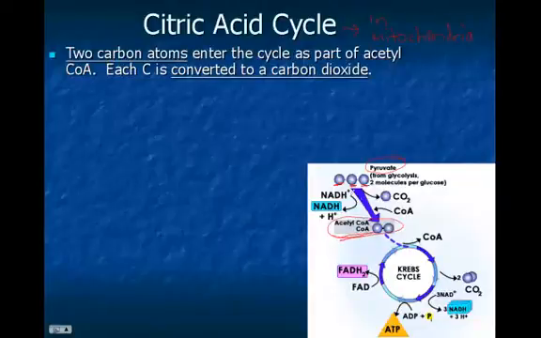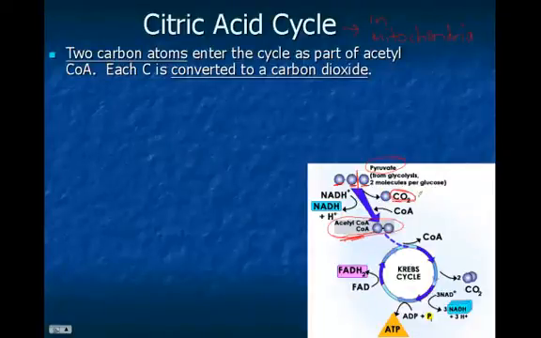And when it does that, we're going to be breaking one of these bonds and releasing one of those carbon molecules in the form of carbon dioxide. So you can see that here. And so we're going from a 3-carbon molecule to a 2-carbon molecule, from pyruvate or pyruvic acid to acetyl-CoA. And so that carbon is released in the form of carbon dioxide.